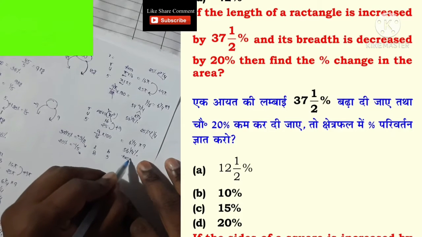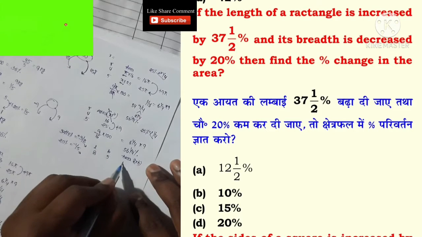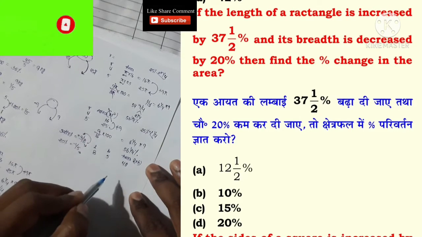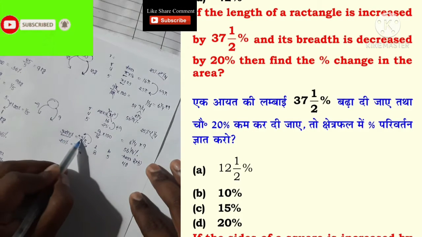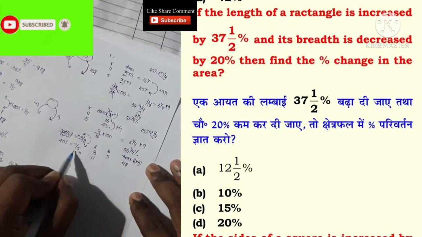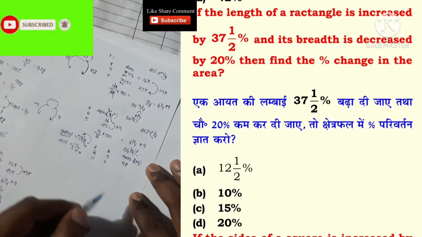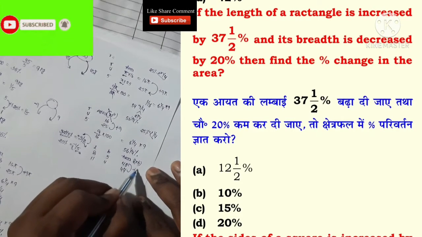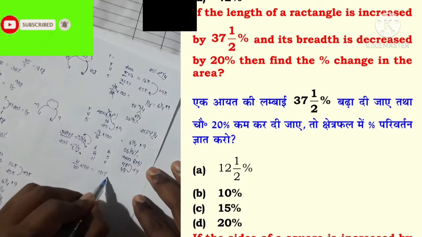So area is equal to length into breadth. So area is equal to 40. Next, length is increased by 37.5%. So 37.5% of 8 is 3. So 8 plus 3, value is 11. Its breadth is decreased by 20%. So 5 minus 1, so 4. So result is 44. So find the percentage change. So it is increased by 4. So 4 by 40 into 100. So value is 10%.